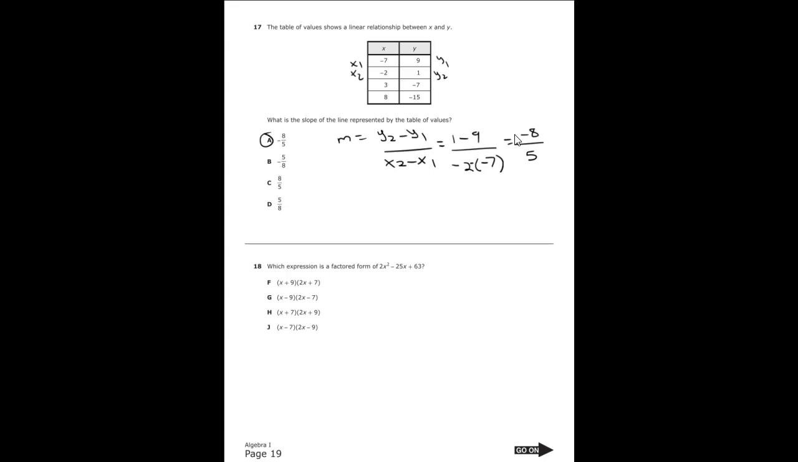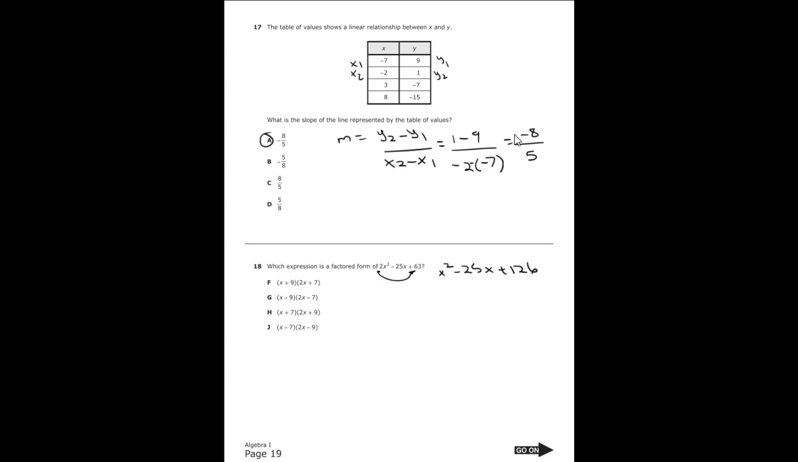Which expression is a factored form of this expression here? So I'm going to use the slide and shift. I find that to be one of the easiest methods to deal with factoring quadratic terms where the quadratic coefficient, or the number in front of the x squared, is not 1. So what I'm going to do now is take this 2 and multiply it by 63. So I'm going to end up with x squared minus 25x plus 126. So I'm going to go ahead and factor this.